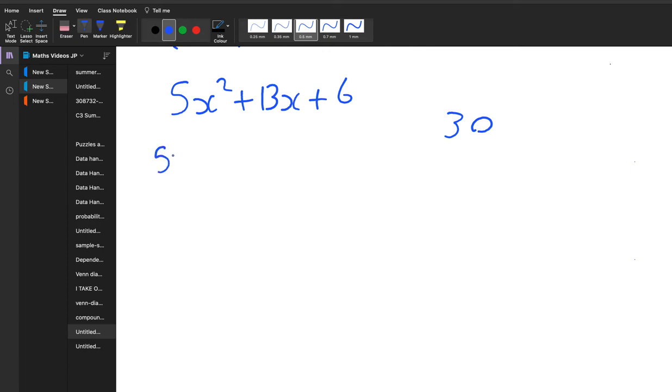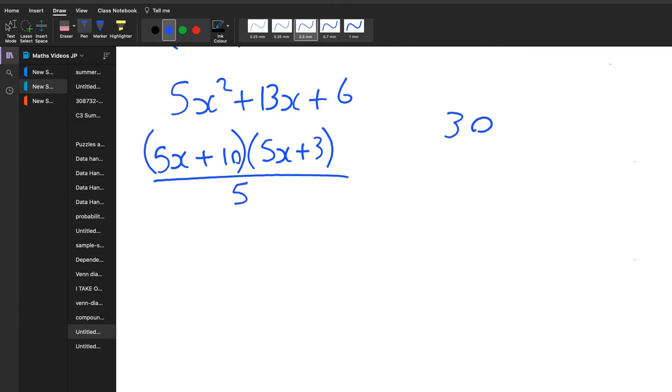So 5x plus 10, 5x plus 3. All good. Remember to divide by 5. And then we can see the left-hand side, in this case, can divide by 5. So both numbers can divide by 5. So 5x divided by 5 is just x. And 10 divided by 5 gives us 2. So that's x plus 2, 5x plus 3. We're done with the factorization.